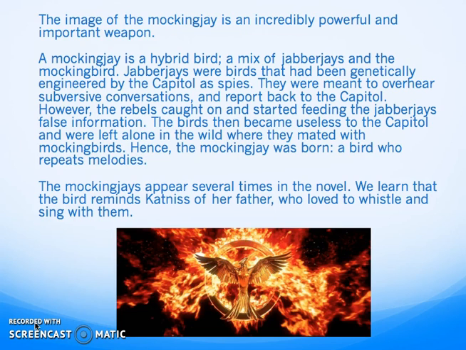The image of the mockingjay is an incredibly powerful and important weapon. A mockingjay is a hybrid bird, a mix of jabberjays and mockingbirds. Jabberjays were birds that had been genetically engineered by the Capitol as spies. They were meant to overhear subversive conversations and report back to the Capitol. However, the rebels caught on and started feeding the jabberjays false information. The birds then became useless to the Capitol and were left alone in the wild, where they mated with mockingbirds. Hence the mockingjay was born, a bird who repeats melodies.